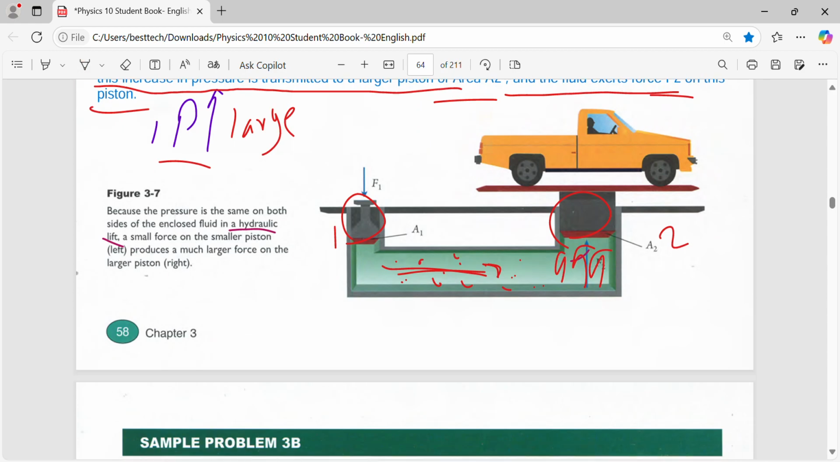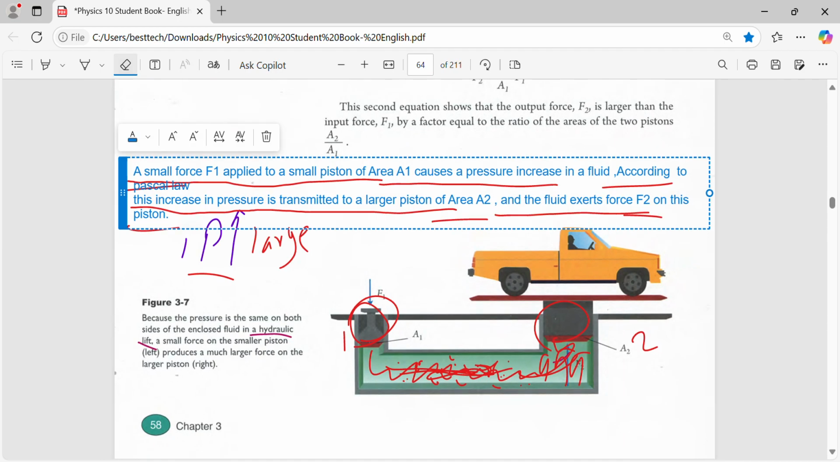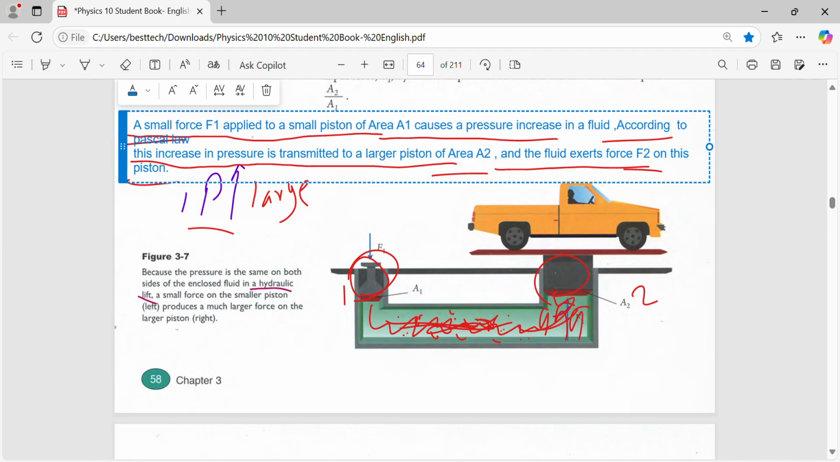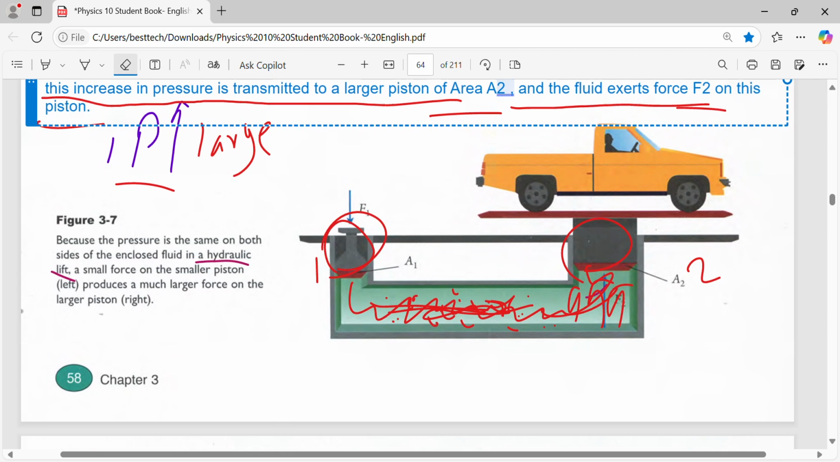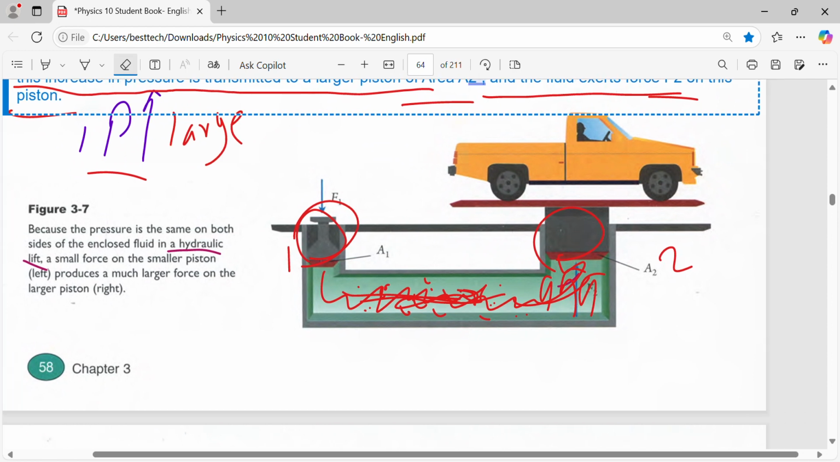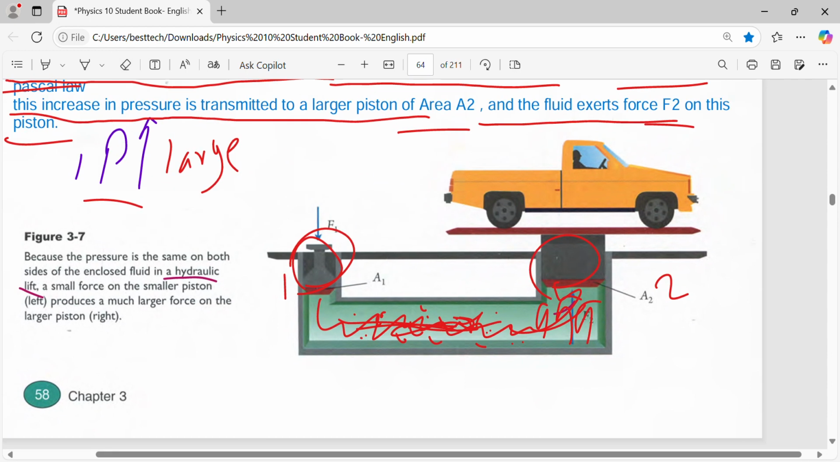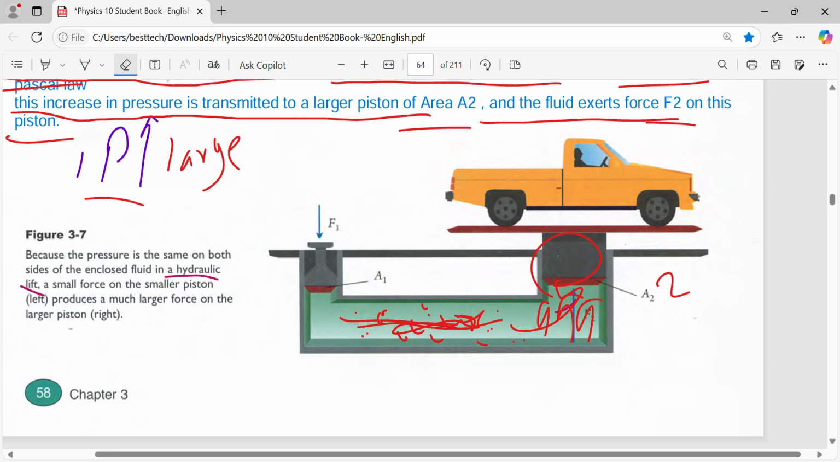The large pressure that we get in here is transmitted equally without losing any pressure. So at every point we still have a large pressure until it gets to the second piston. This process is called Pascal's principle. In general, Pascal's principle transmits a pressure from the first piston to the second piston without losing any value of the pressure.